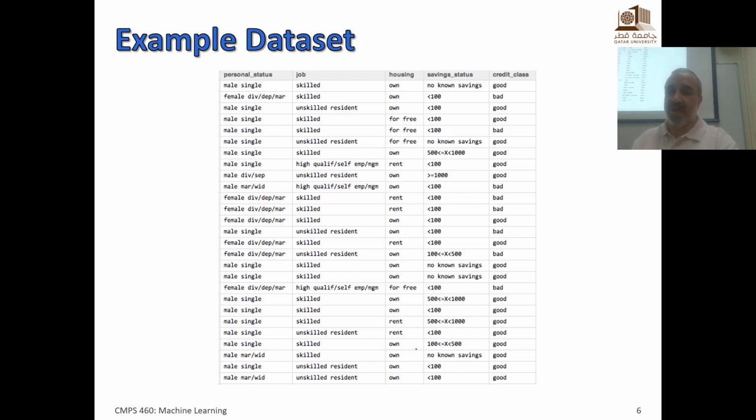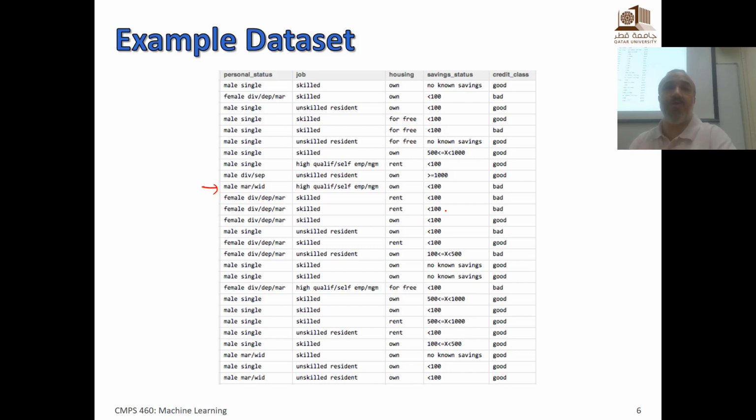The probability distribution that we can use here will be a discrete distribution. So if you look at the features, you will see that I think all of them have more than 2 possible values. For example, the personal status, we have male single, we have female, divorced. It seems like 2 values only. Do you see any more? I think, yes, we have male, married also, so we have more than 2 values actually. The job, I think, similarly. House, we have own, for free, rent. Saving status, we have not known, less than 100, and greater than 100.